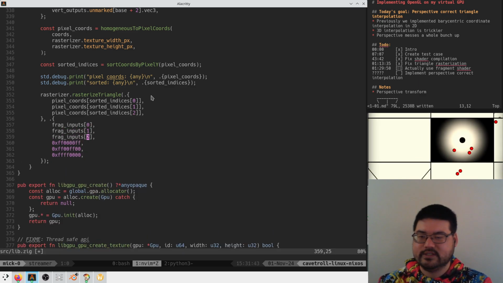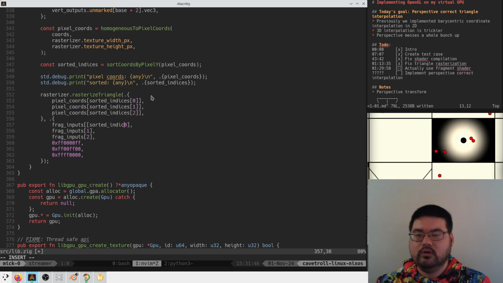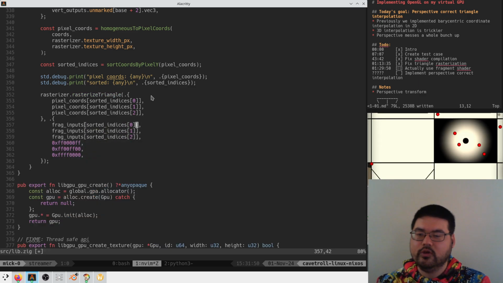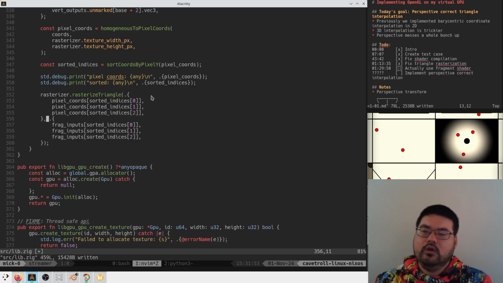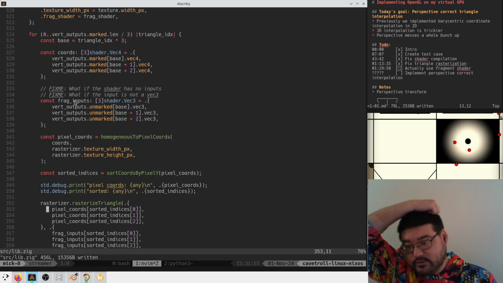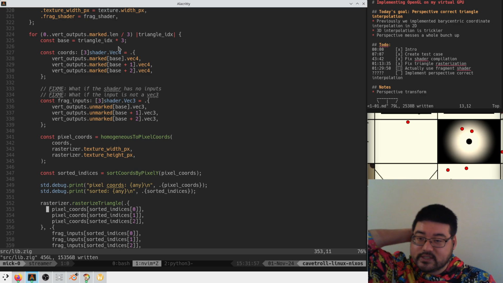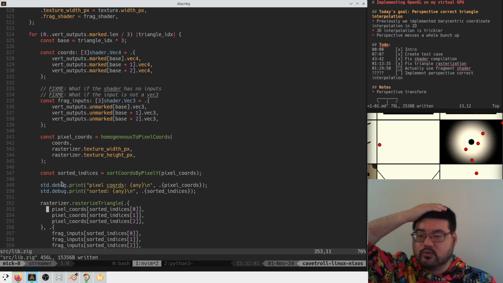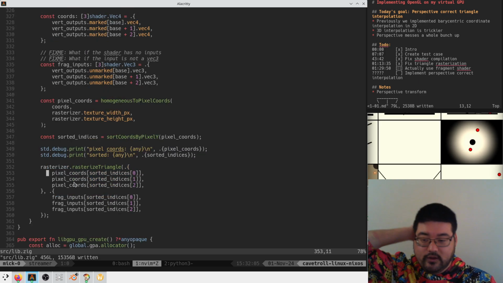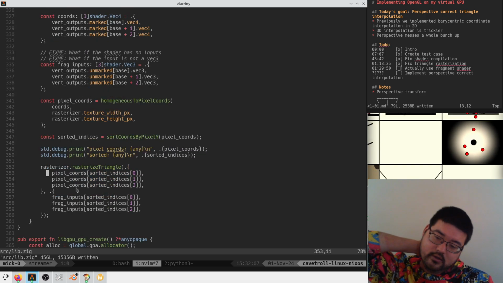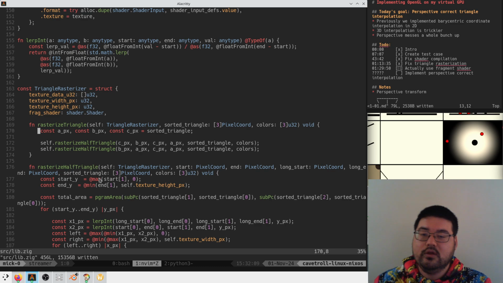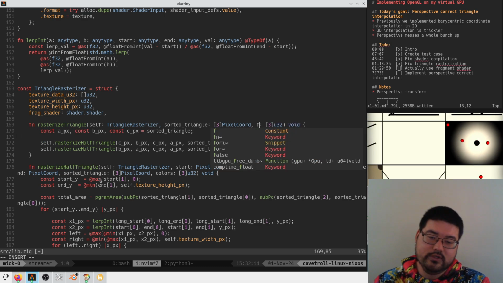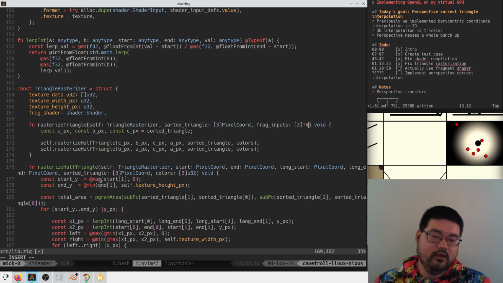So it's probably going to be something like this. We have vertex coordinates. We sort them and convert them to pixel coordinates. And then we run this. Okay. Seems reasonable so far. Then here, it's not going to take in colors, but frag inputs as 3 variables, probably.